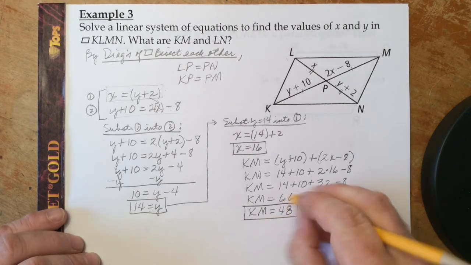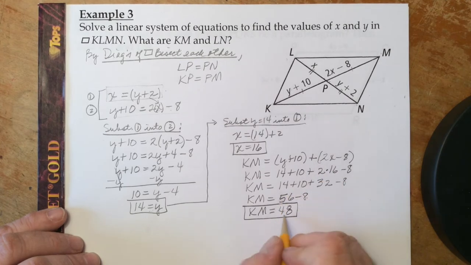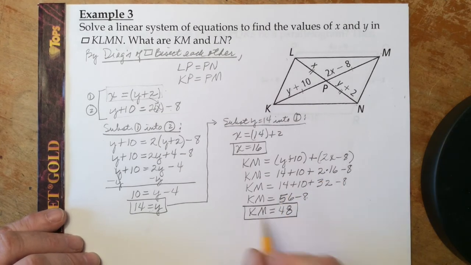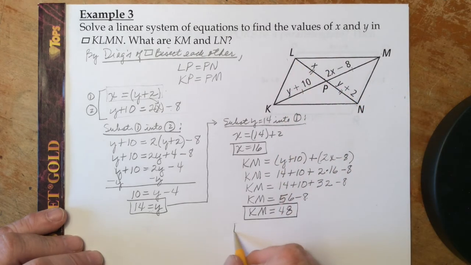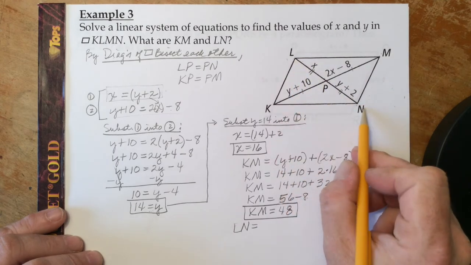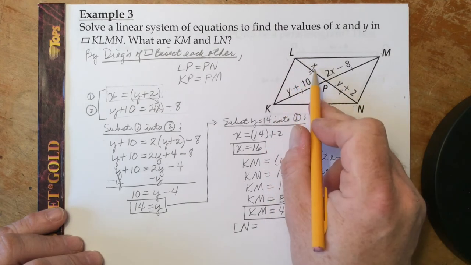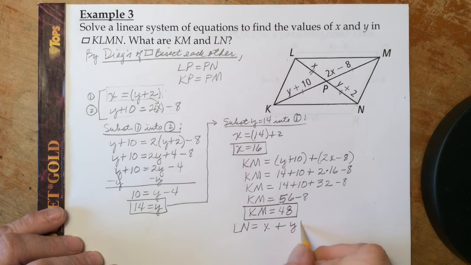Oh, excuse me, this is 56, not 66. 56 minus 8 is 48. And then for the other diagonal, LN, do the same thing. LN is the addition of these two segments, x and y plus 2. x plus y plus 2.